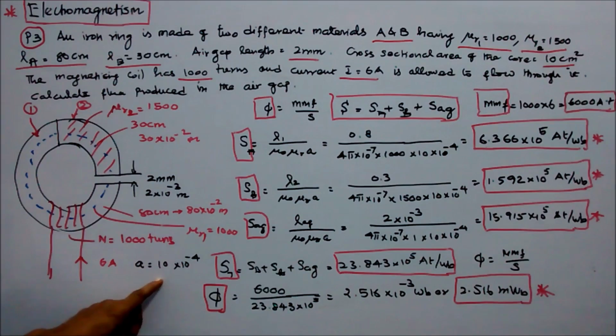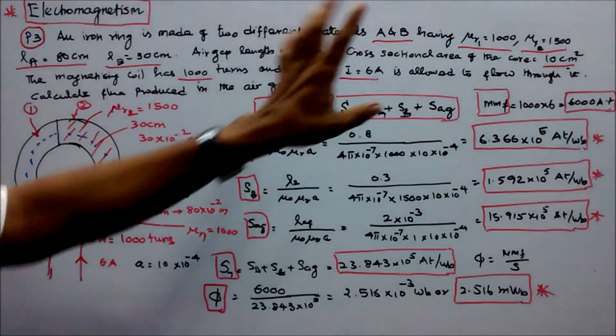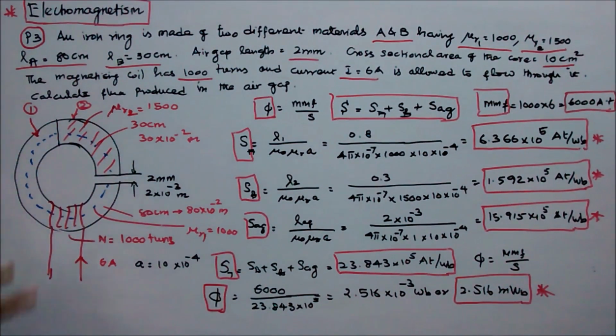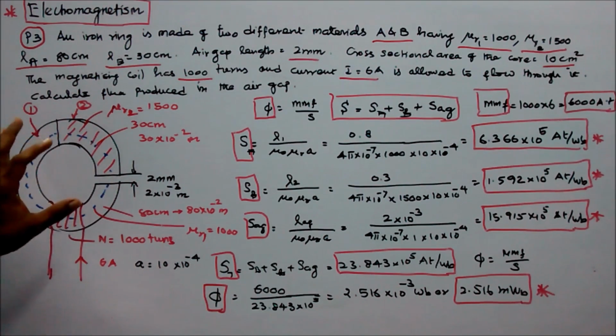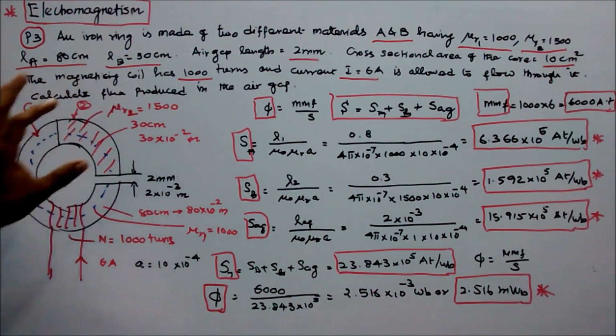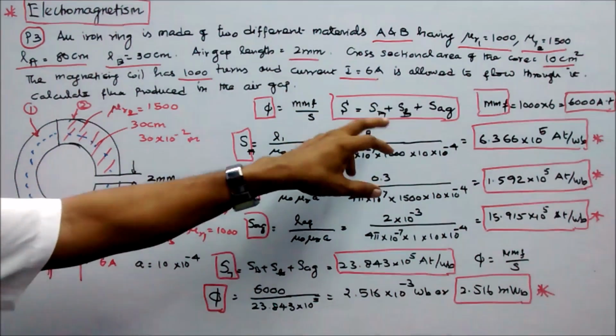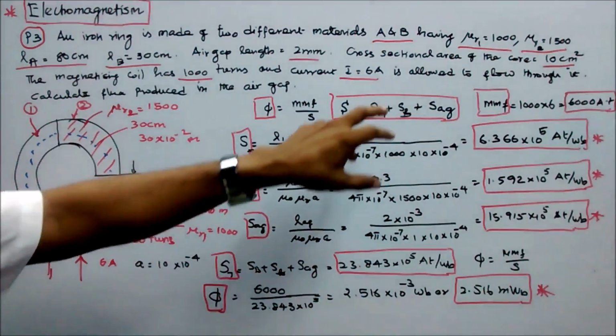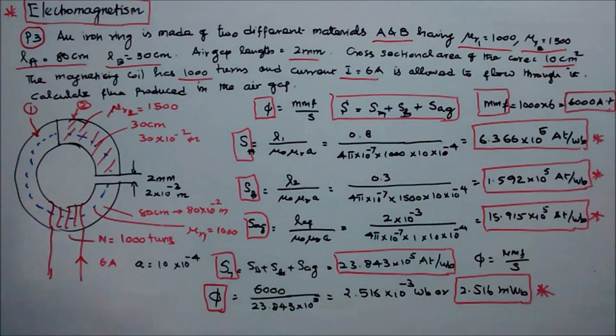Cross-sectional area is 10 into 10 power minus 4, that is 10 cm square. First step, we have to find the reluctance of A, reluctance of B, and the reluctance of the air gap. Total reluctance is equal to SA plus SB plus SAG. MMF is equal to N into I, 1000 into 6, that is equal to 6000.